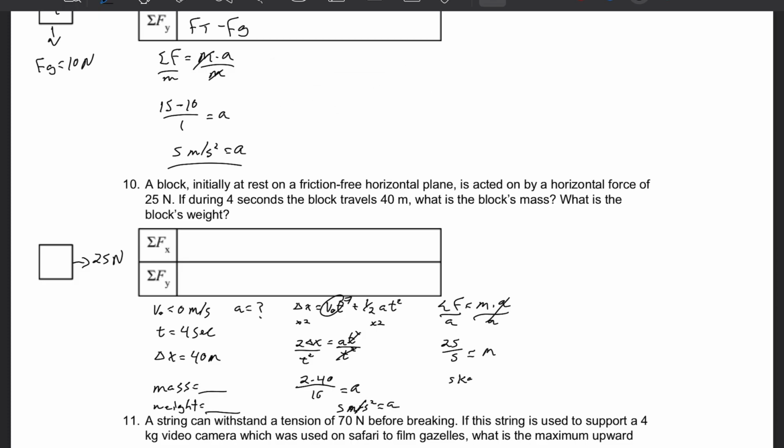If 5 kilograms is the mass, what's the block's weight? Well, if the mass is 5 kilograms, the weight would be 50 newtons, mass times 10, because weight is force of gravity. I'd like it if we go ahead and put in the vertical forces on our free body diagram. Force of gravity down, force normal up. And in the y, we have Fg minus force normal, and in the x, we have force applied.